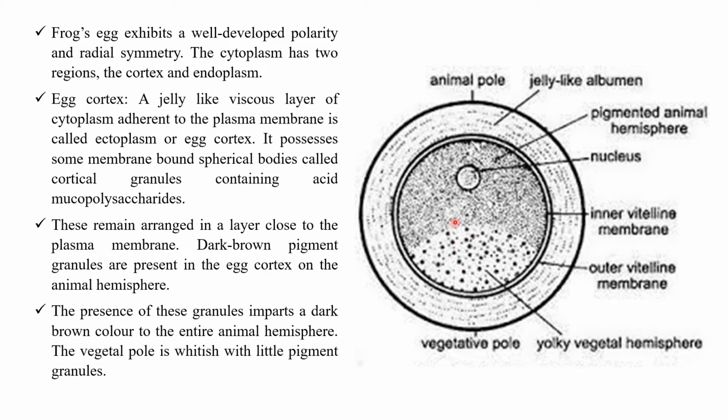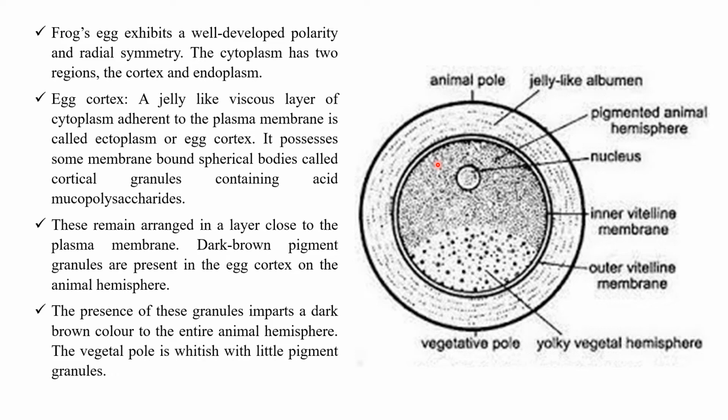The egg cortex is a jelly-like viscous layer of the cytoplasm adherent to the plasma membrane. It is also called ectoplasm or egg cortex. You can see here, this is the ectoplasm or the egg cytoplasmic cortex of the ovum of the frog, which lies just beneath the plasma membrane.